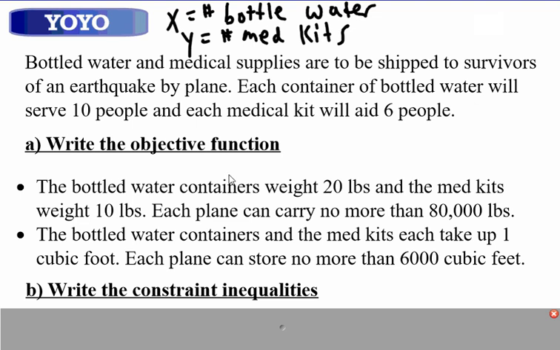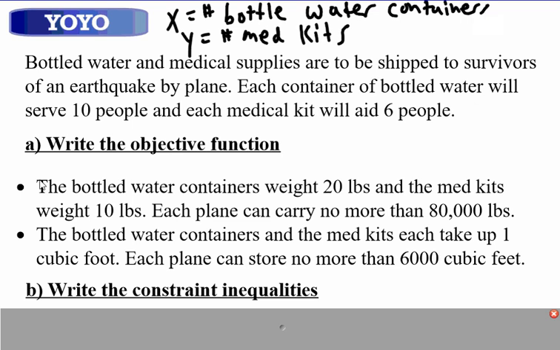So maybe I'll give you a chance to read it. The water containers are 20 pounds. I should say containers. And the med kits weigh 10 pounds. Each plane can carry no more than 80,000 pounds. The bottled water containers and the med kits each take up 1 cubic foot. Each plane can store no more than 6,000 cubic feet. So we have a weight and a space constraint.